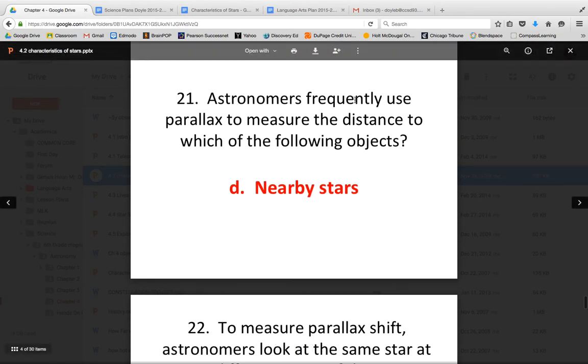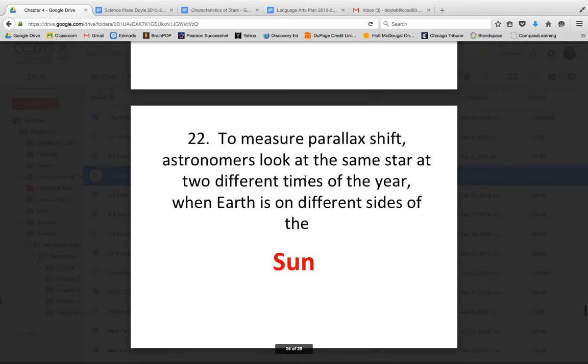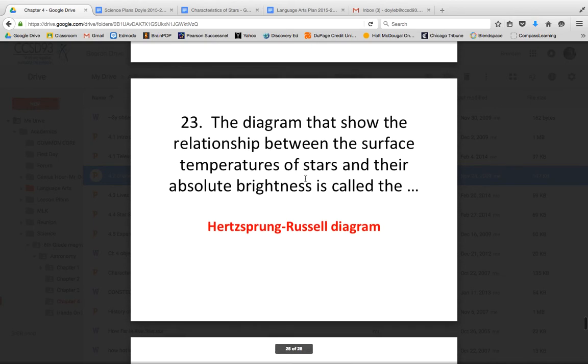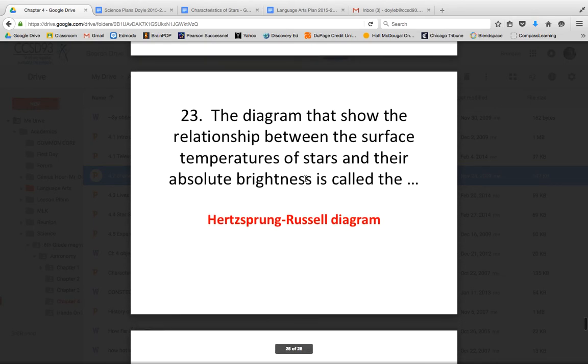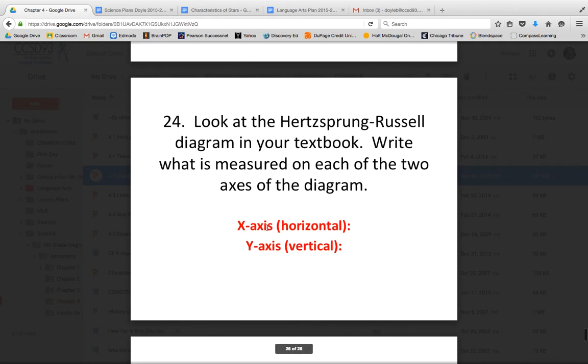21, astronomers frequently use parallax to measure the distance to which of the following objects: nearby stars. 22 is the sun. 23 is the HR diagram, or the Hertzsprung-Russell diagram. That's where we kind of classify stars.